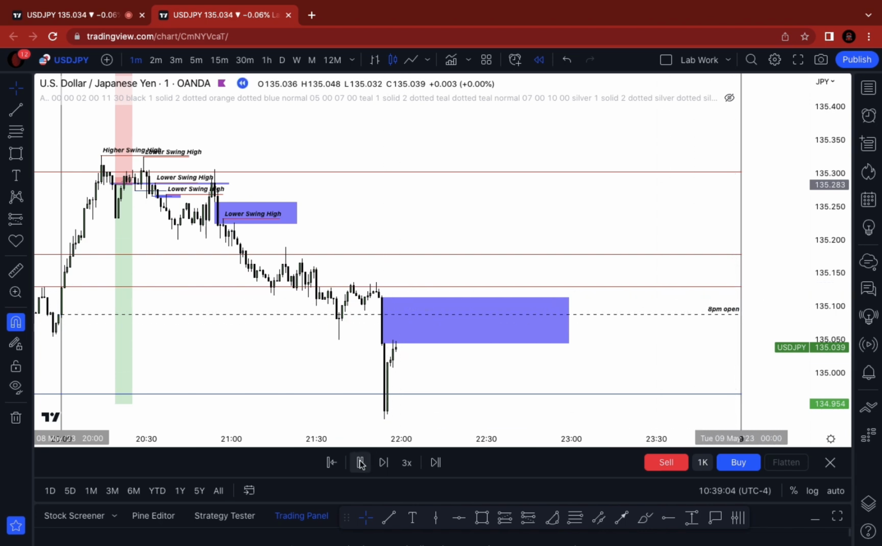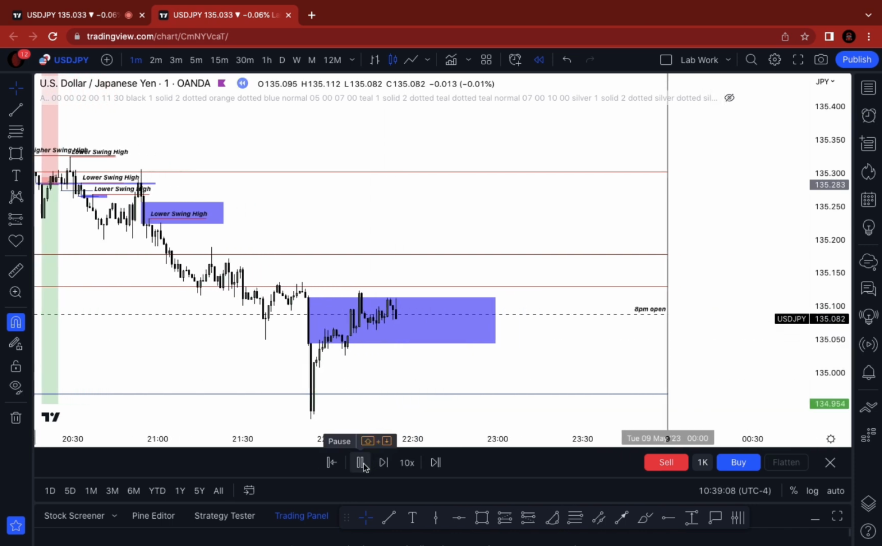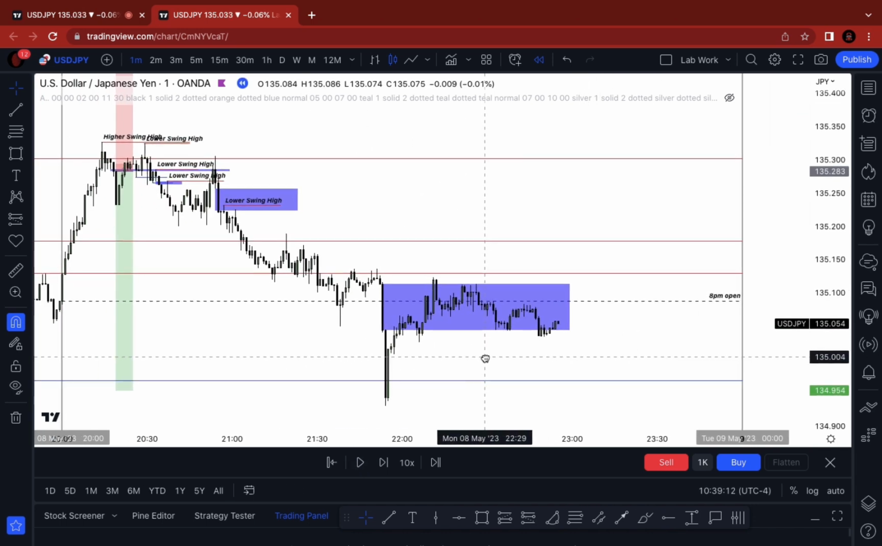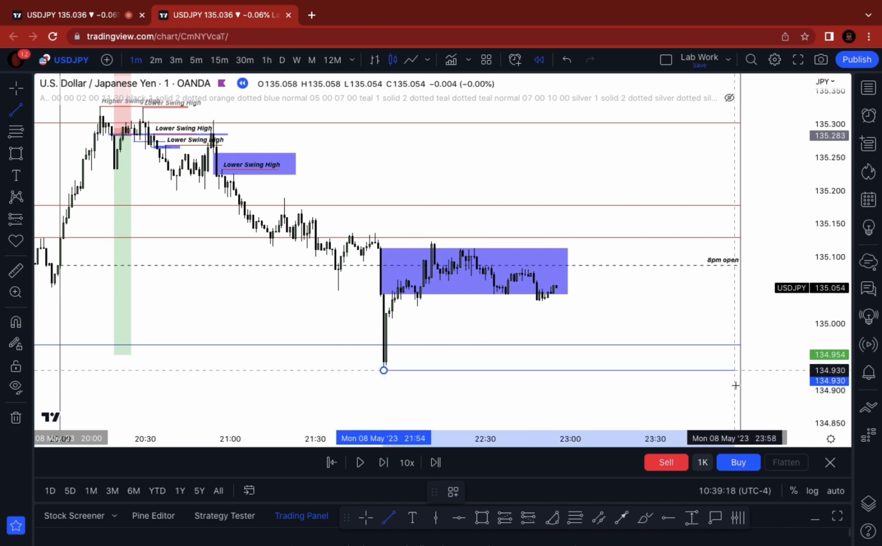Price, you'll see, trades right back into it. We'll speed it up. And it gives another sell opportunity. And what is it most likely going to target? It's probably going to target the low that it formed, right there. This low here would be the target. So that's another sell opportunity that you could find.